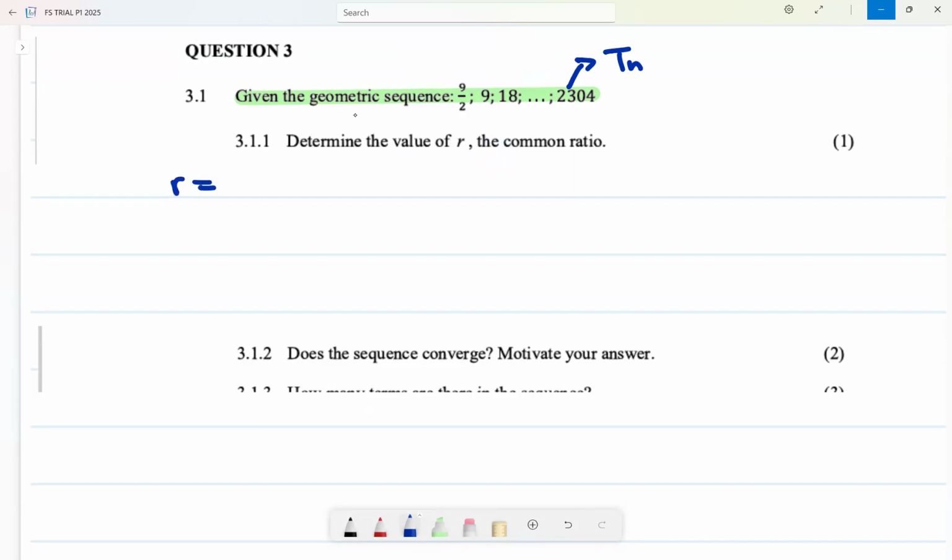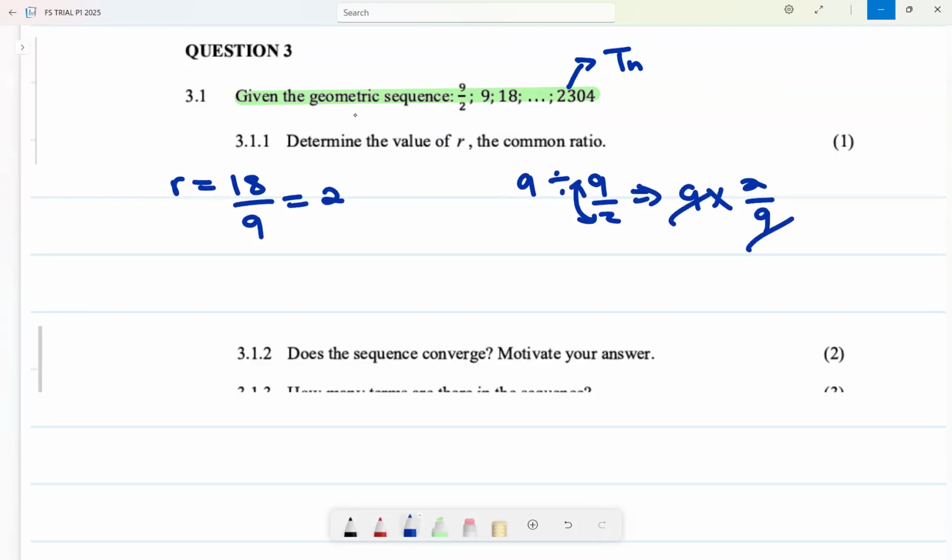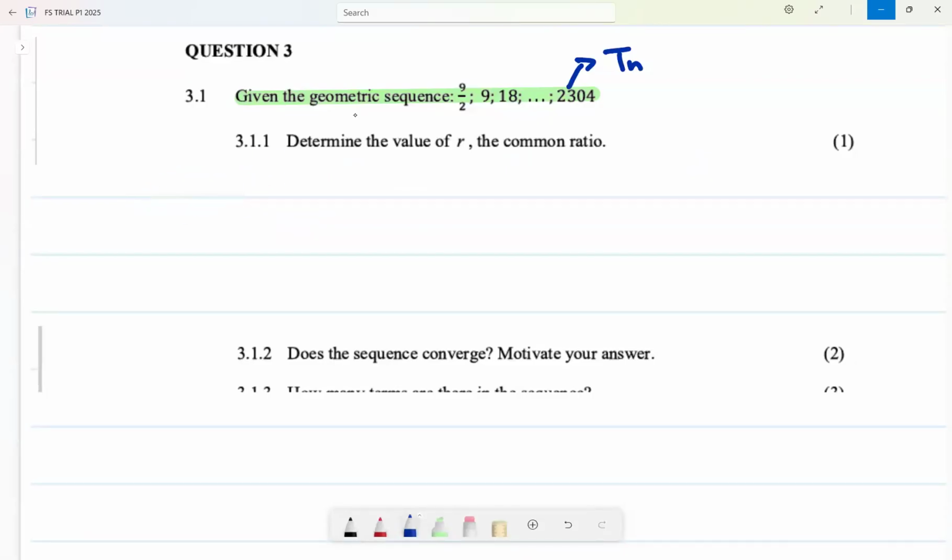R is going to be 9 divided by 9 divided by 2. Or you can say 18 divided by 9, whichever you want to use. It should be the same. Then 18 divided by 9 is going to be 2. Let me show you, this is also the same: 9 divided by 9 divided by 2. When you apply your mathematics, this is the same as 9 multiplied by 2 divided by 9. Cancel, and you are left with 2. So R is just equal to 2 here.